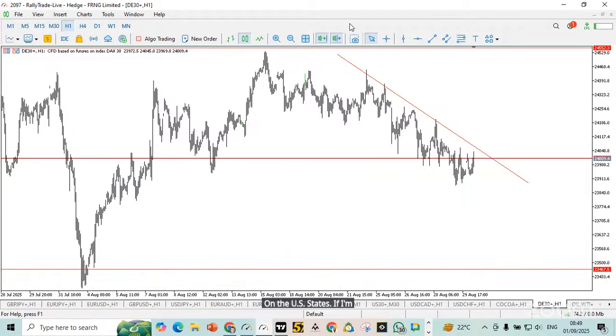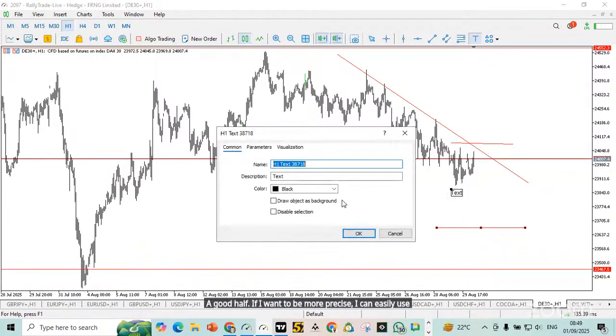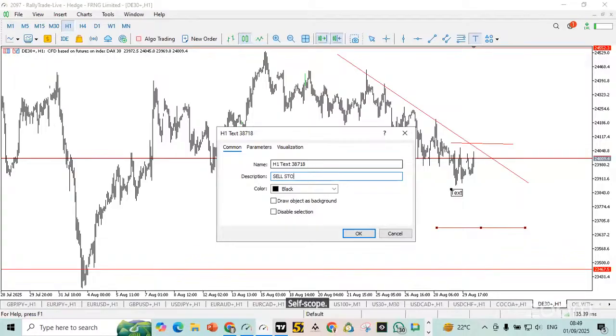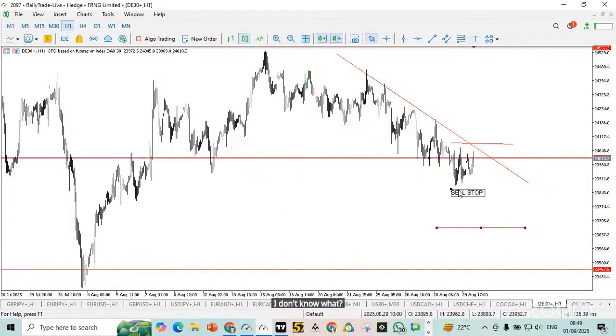If I'm going to sell, simple. I'm selling right away, and that's my goal to sell. I'm putting my SL at the top and my TP targeting as low as here, or I can simply target half. If I want to be more precise, I can easily use, remember, a sell stop in a downtrend below the lower low to target the continuation.